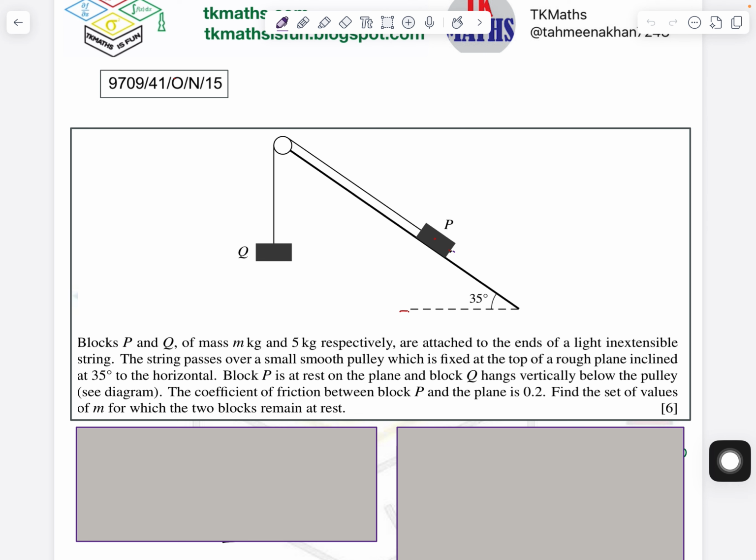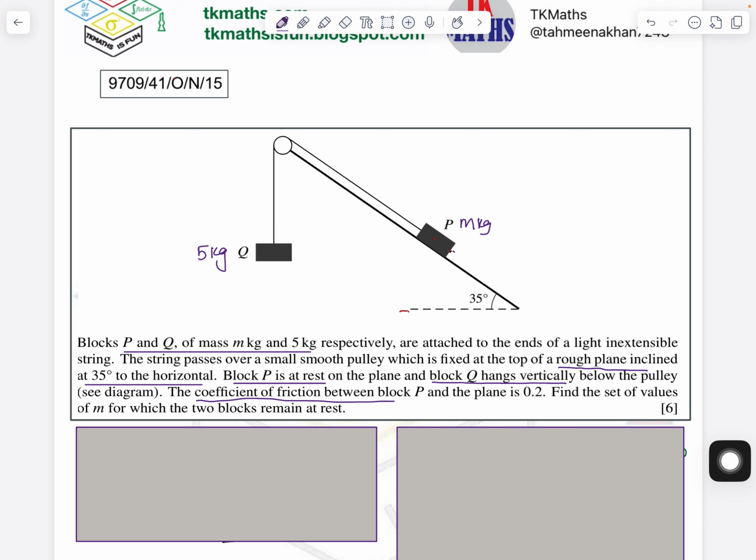First of all, we will highlight the key points or key information from the question. Blocks P and Q of mass m kg and 5 kg respectively are attached. So this is mass m kg and this is 5 kg. All the forces we will show on the diagram first before solving the question. The string passes over a smooth pulley which is fixed at the top of the rough inclined plane. So the plane is rough and the angle is 35 degrees to the horizontal. Block P is at rest on the plane and block Q is hanging vertically below the pulley.